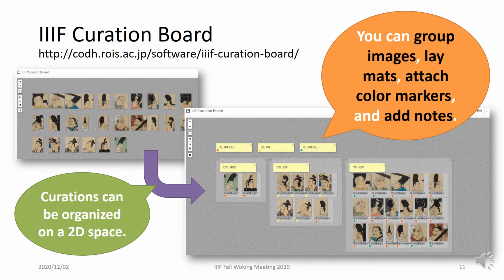Finally, we introduce our latest tool called IIIF Curation Board. This tool can organize curations on a two-dimensional space by grouping images, laying mats, attaching color markers, and adding notes. This tool can be used for understanding hidden relationships between objects by placing them side by side for close comparison. This opens up a new possibility of research in art history because the target of comparison now expands to any artworks from any museums and libraries as long as the image is openly available as IIIF.